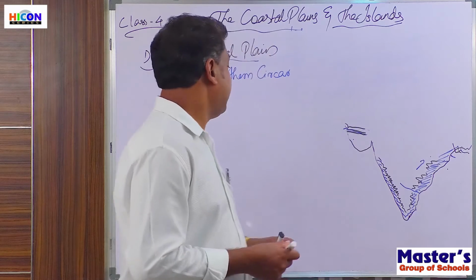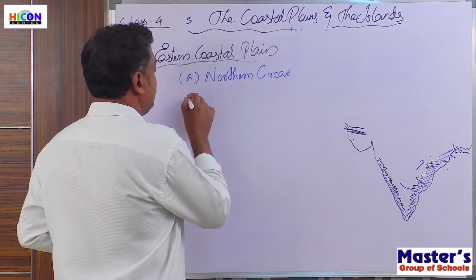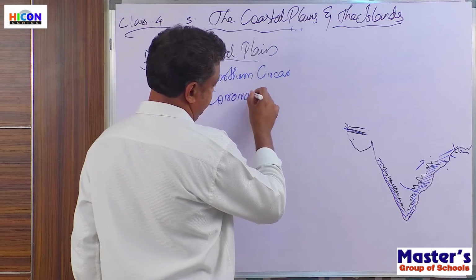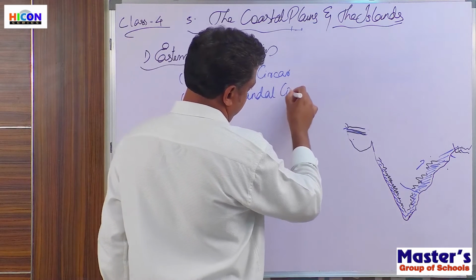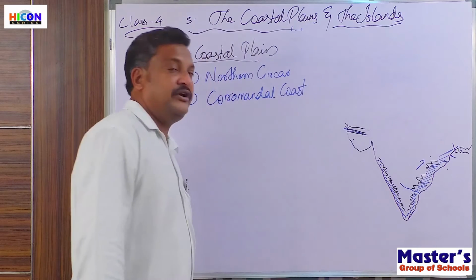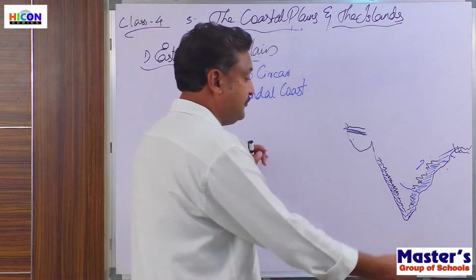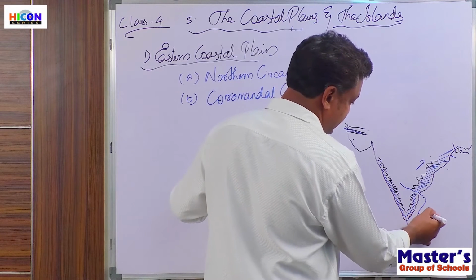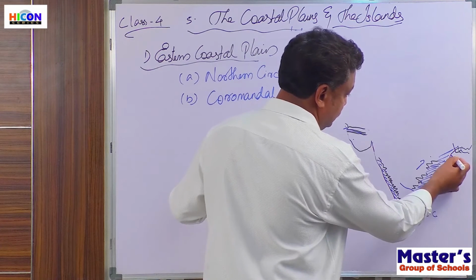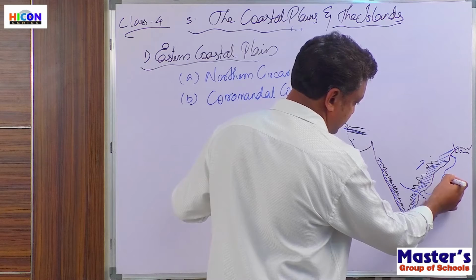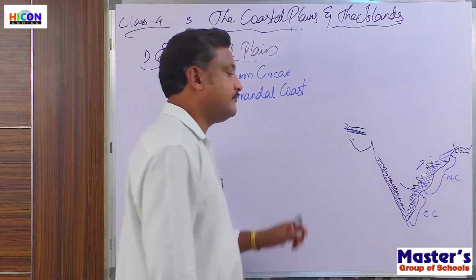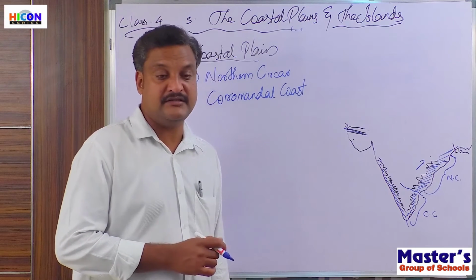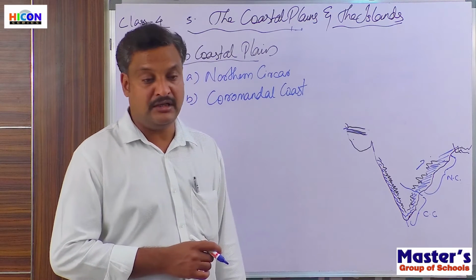Okay. So now the second is called the Coromandel Coast. So where do we have the Coromandel Coast? From river Krishna till Kanyakumari, this region is called the Coromandel Coast. This is called the northern Sarkar. So to the south of river Krishna until Kanyakumari is what we have as the Coromandel Coast.